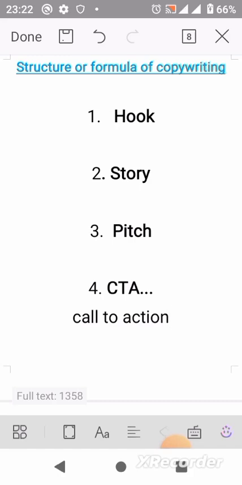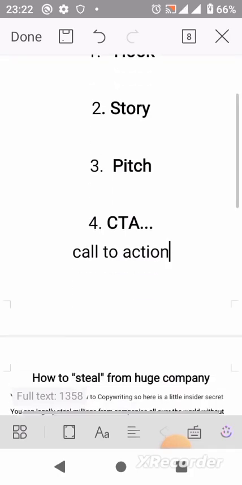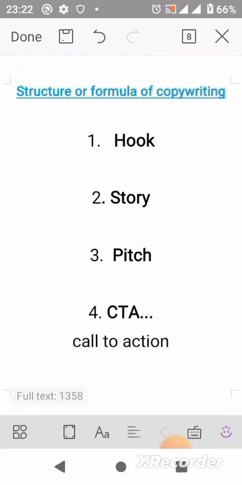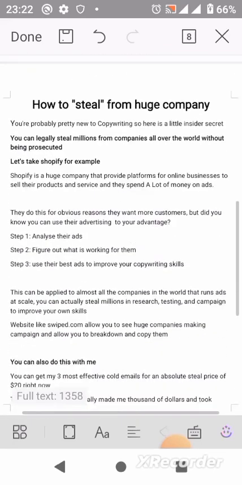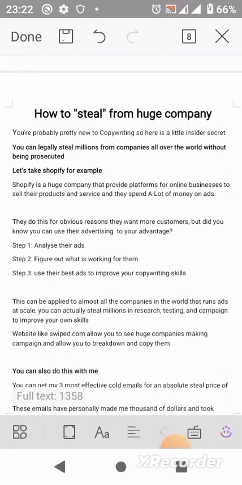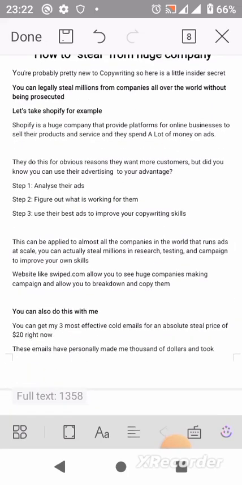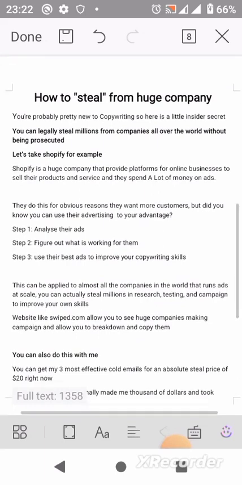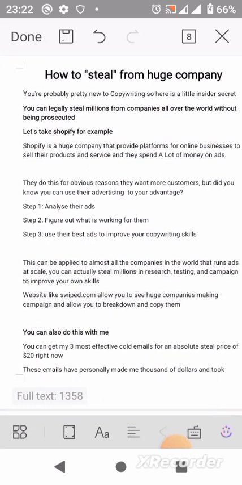I'm going to show you an example copy of how this is being illustrated. All right, take a look at this. This is just a sample copy. I don't say this is the best copy, but this is just a sample copy. All right, the title or the hook of this.